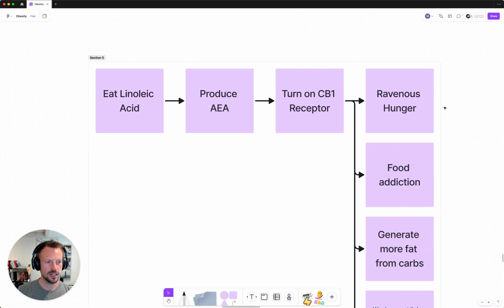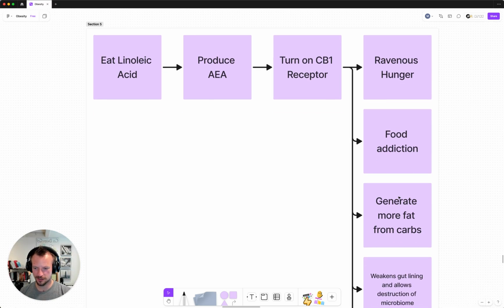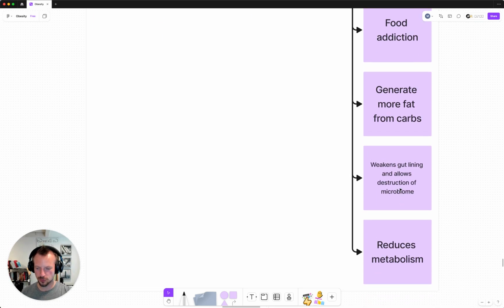And what happens? You end up with ravenous hunger. You end up with food addiction, which is comparable to opioid addiction, alcohol addiction, and smoking addiction. That is, in and of itself, the thing that sells this to me. You turn on food addiction. You will generate more fat from the carbohydrates that you're eating. So you're actually stealing energy that you've eaten and storing it as fat, as opposed to being able to burn it off. It will weaken your gut lining and destroy your microbiome.